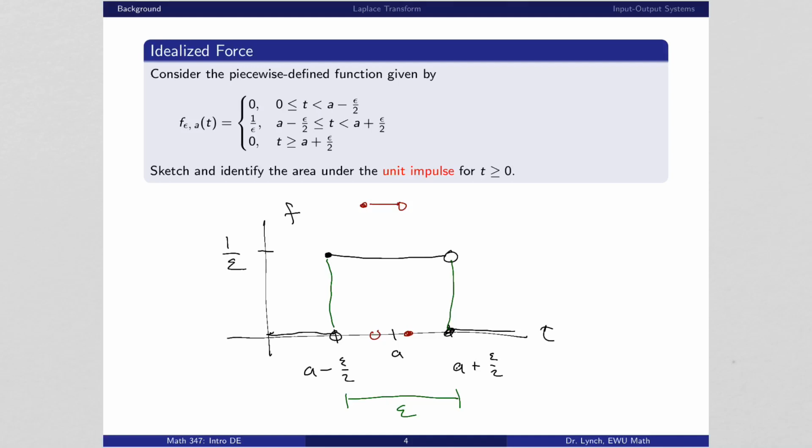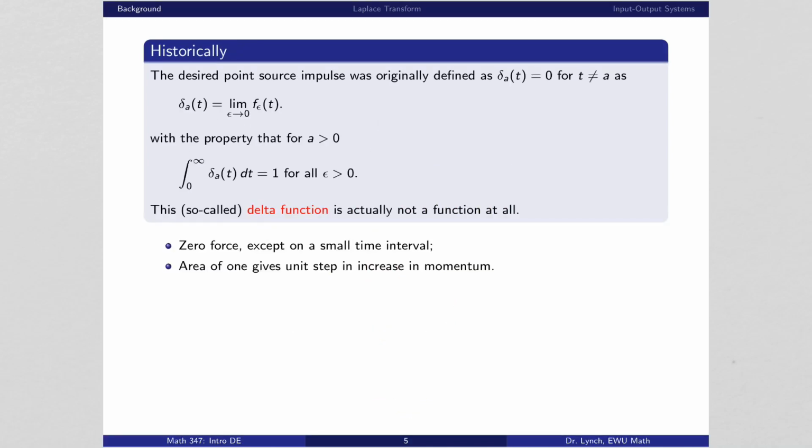Okay, and it turns out that in the limit as epsilon goes to 0, we get something that ends up being what we wanted, namely something that's non-zero for t equal to a and 0 for t not equal to a. Okay, and we'll take it to have the property that the integral, the area under the curve from 0 to infinity, is always 1. So it turns out that this function is not a function at all. It's called the delta function.